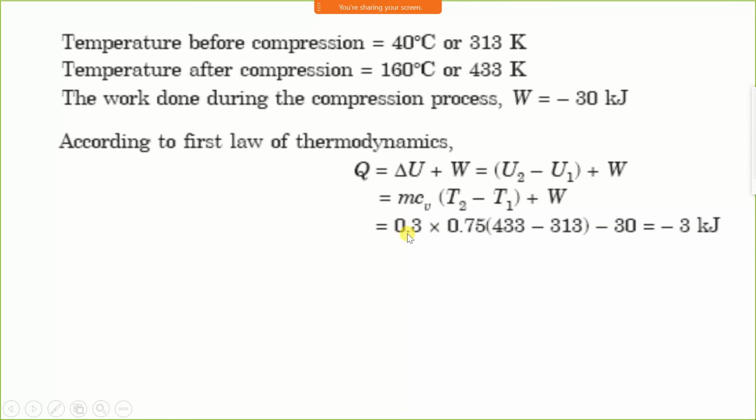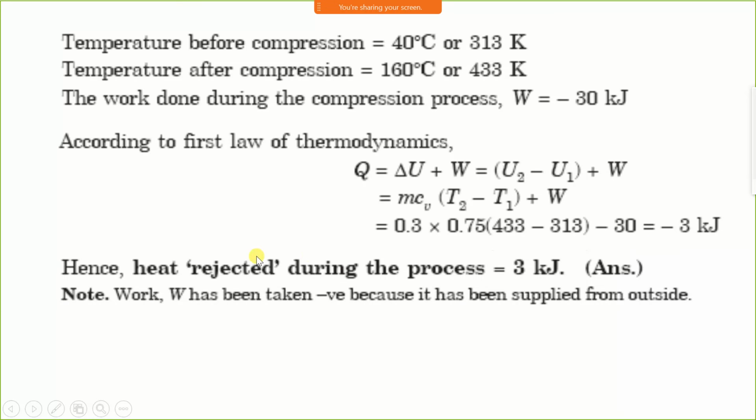Mass is 0.3, CV is 0.75, temperature T2 is 433, T1 is 313, and work done is minus 30. Therefore, Q is minus 3 kilojoule. That is heat rejected. Hence, the heat rejected during the process is 3 kilojoule. Note, work W has been taken negative because work has been supplied from outside.